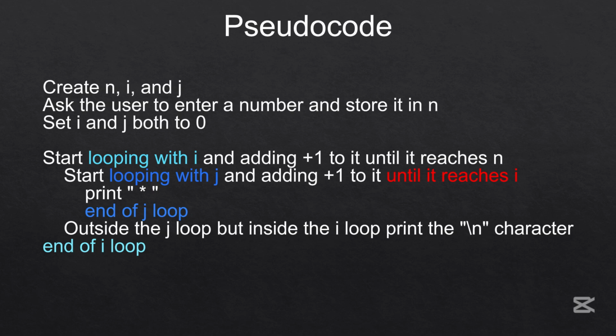Now outside of the j loop, but inside the i loop, we're gonna print the \n character, which essentially takes the cursor and goes down one line so we can print on a newer line. Some programming languages have that built in their print methods, but others don't have that, so we have to manually do that. And now I'm gonna show you the implementation in Python, Java, C++, C, and JavaScript.